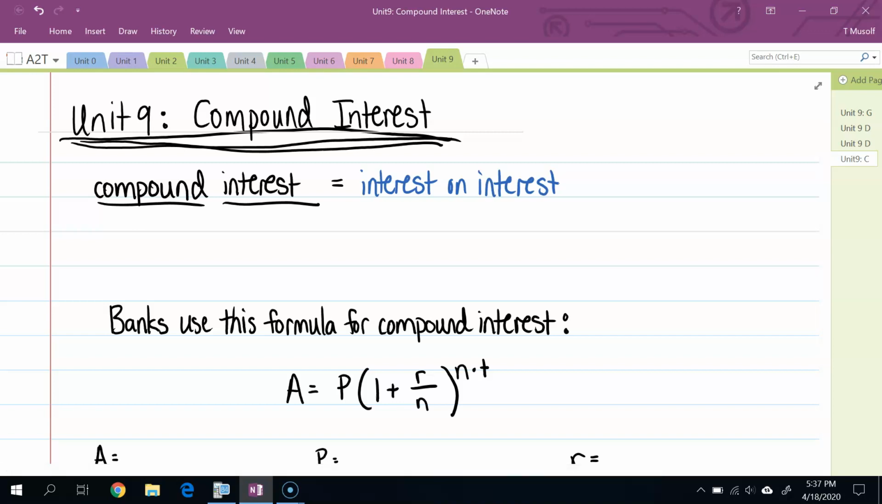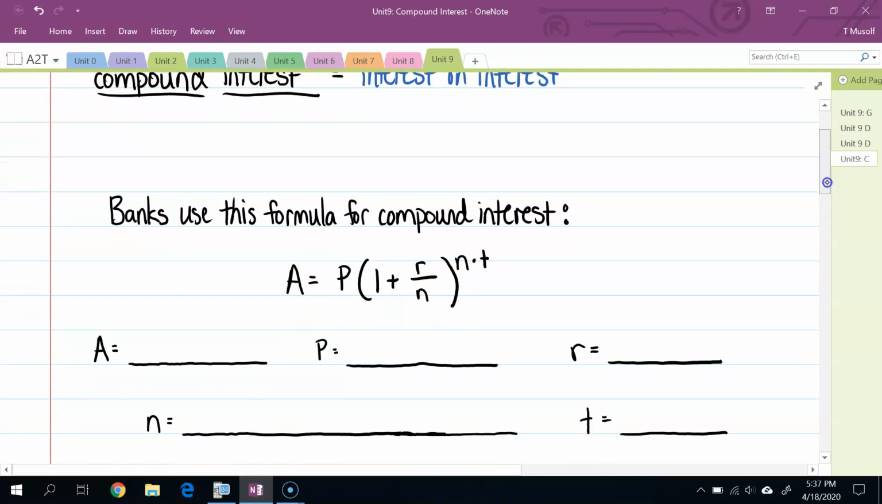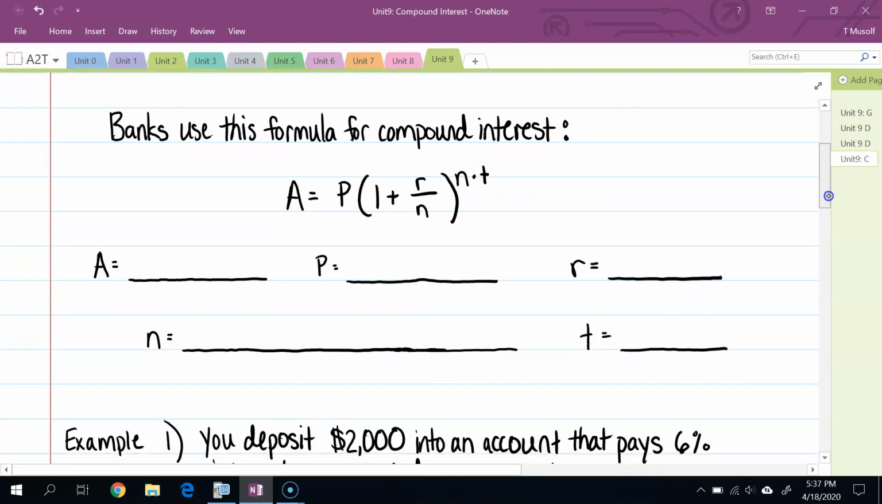So when you make your interest for the next year, you're not making another dollar, you're making 1% of $101, which is going to be just a tiny bit more than a dollar. Right, so that's interest on interest. You didn't just make that same 1%, you made a tiny bit more because there was that extra interest added on.